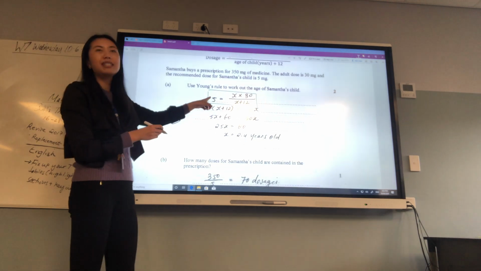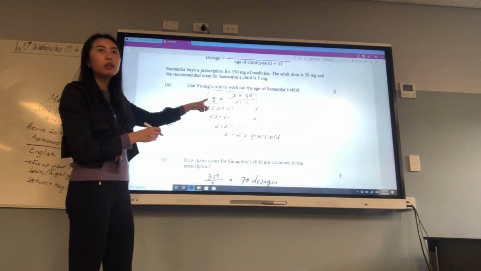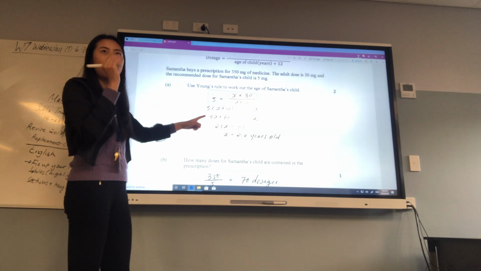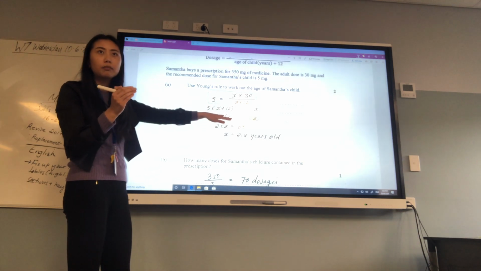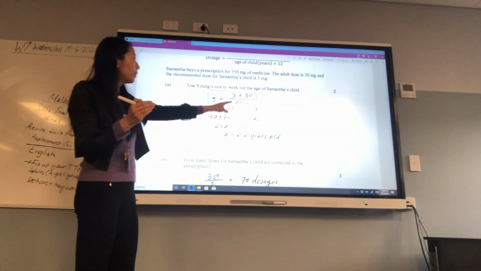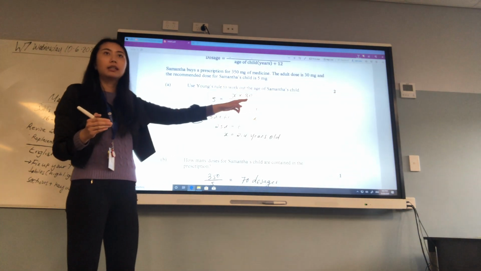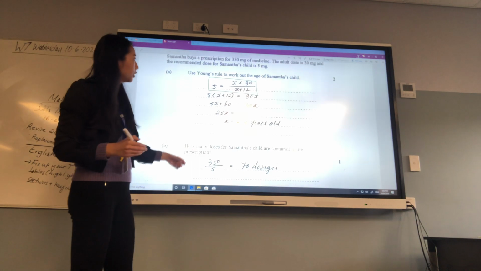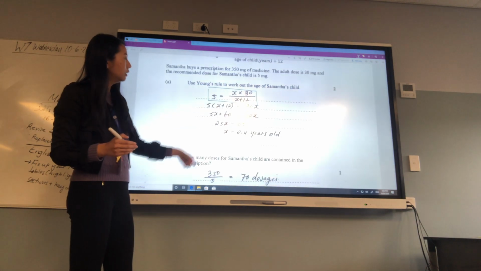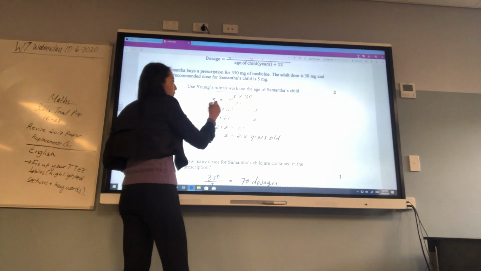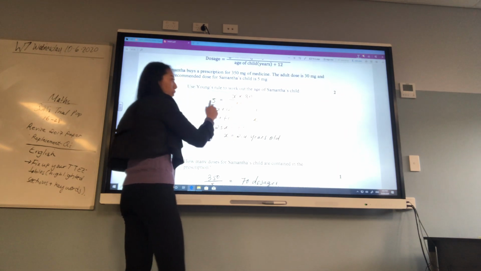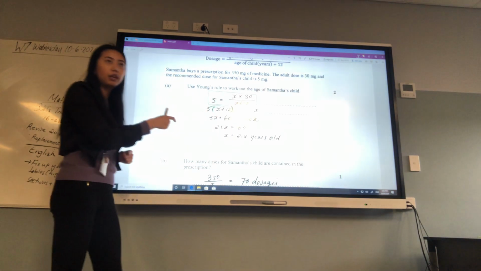Oh, but what do you have on this side? 5. To get rid of the fraction, you need to times both sides by whatever is on the bottom. On the bottom you have x plus 12. So you have to times both sides by that. So you have 5 times (x plus 12) equals 30. Don't forget, it's 5 times x plus 12, the whole thing. So you have to do the distributive property.